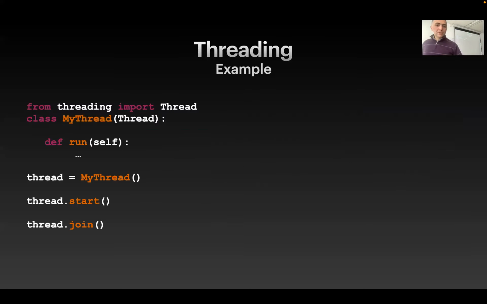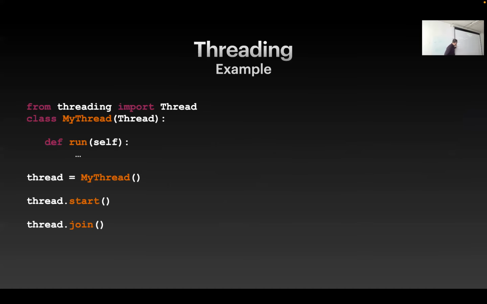So, yeah, this is basically the main functionality of a thread and what you need to know about starting, joining, and making new threads. This is how you actually call them. You just import Thread from threading. You create a new class, overriding Thread. You define your run function, and then you create your thread. You start it, and then at the end you join it.